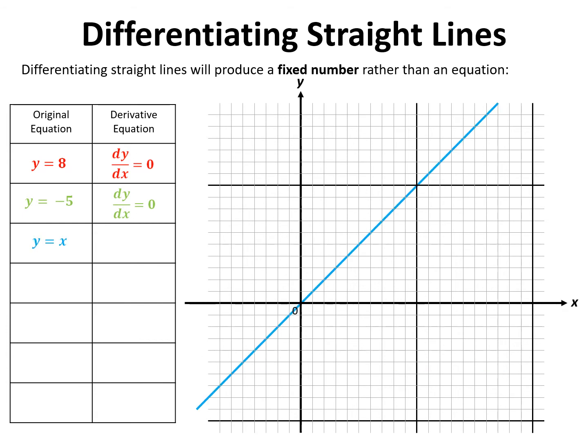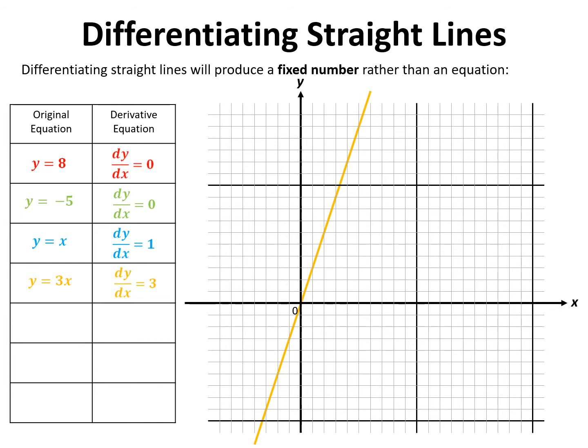If I have this equation, y equals x, what's the gradient of that equation? You probably know that the gradient is 1. So dy by dx of this equation will be 1. Here's another equation, y equals 3x. If you remember y equals mx plus c, m is the gradient. In this case, it's 3. So dy by dx equals 3. Here's another one, y equals 2x minus 10. Remember, y equals mx plus c, the gradient of this equation must be 2 along its whole length. So dy by dx is 2.